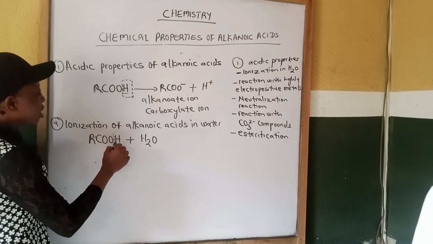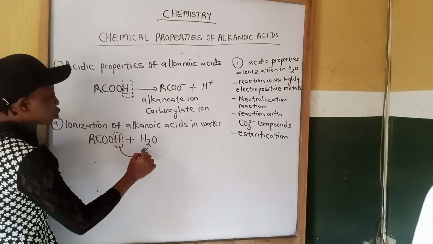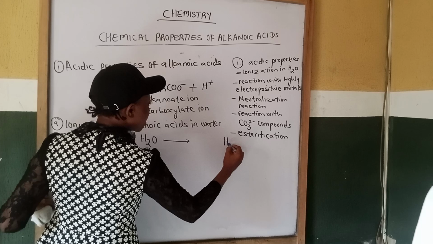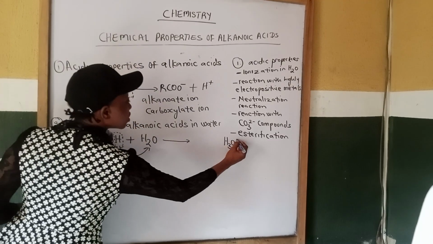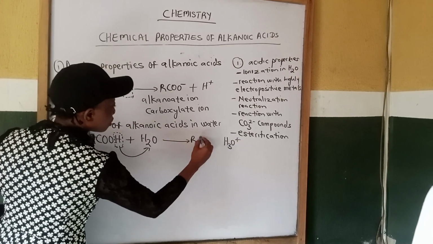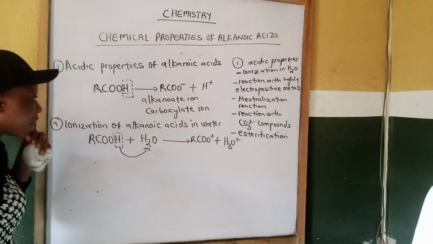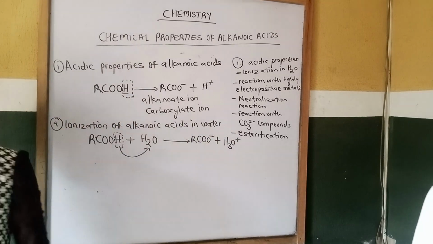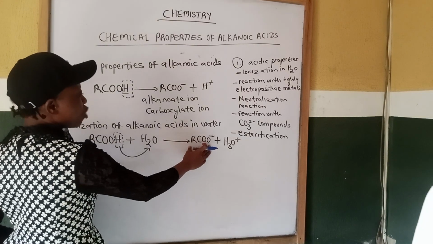So the hydrogen ion will be released and react with the water molecule to give us hydronium ion, which is H3O plus. When this hydrogen ion combines with H2O, it gives us H3O plus, which is an ion. That is the hydronium ion. And RCOO minus. So our product formed is RCOO minus and hydronium ion. So this product is an alkanoate ion.